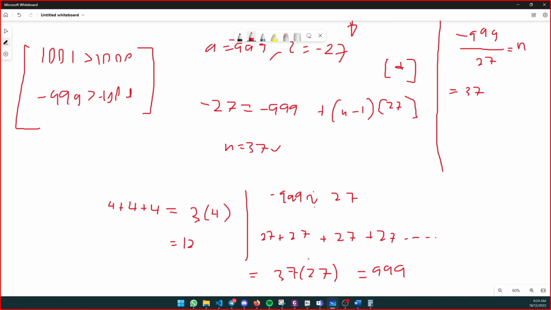Do you understand what I'm trying to say? So when I divide this by 27, I'm just finding out how many 27s there are. There are 37 27s in 999. So that is just straightforward. This is not about geometric. It's the arithmetic. Yeah? Okay.